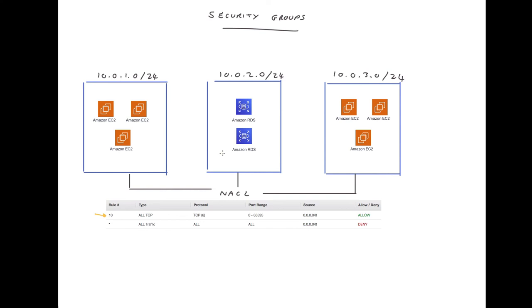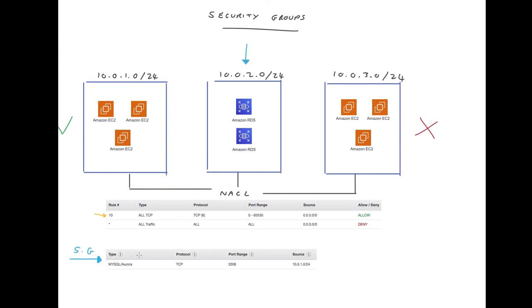Now, what we want to do is to restrict access to which instances can actually talk to our RDS and Aurora databases here. Now, we only want to allow access from this subnet over here and deny access from this subnet here. And we can use security groups to do just that. So let's take a look at the security group for this subnet here, for where our databases are.